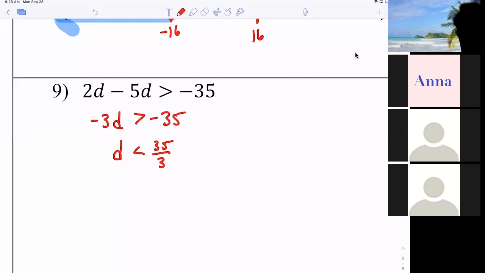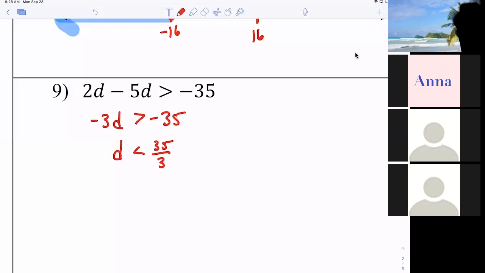All right? I don't want to do that. All right? So now, let me show you why. What's the sign? The inequality sign. When you multiply or divide by a negative, you change the inequality sign. Now I'm going to show you why.